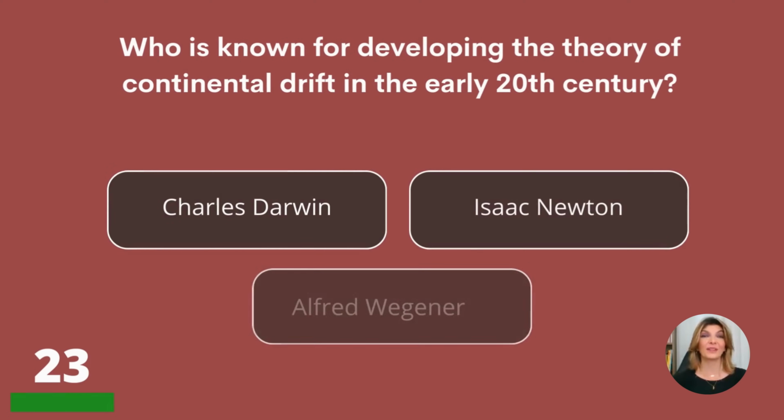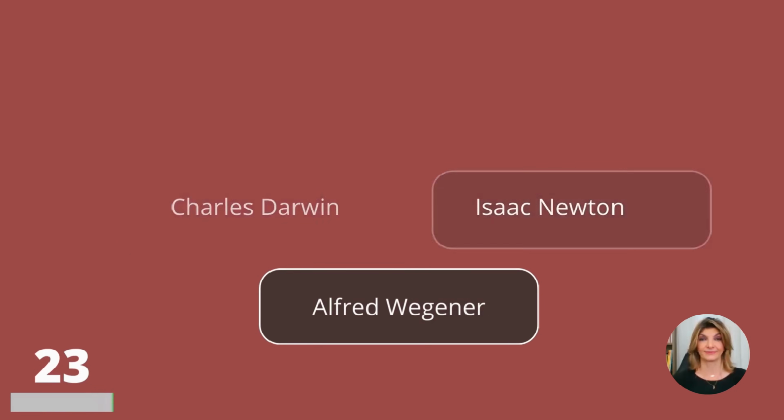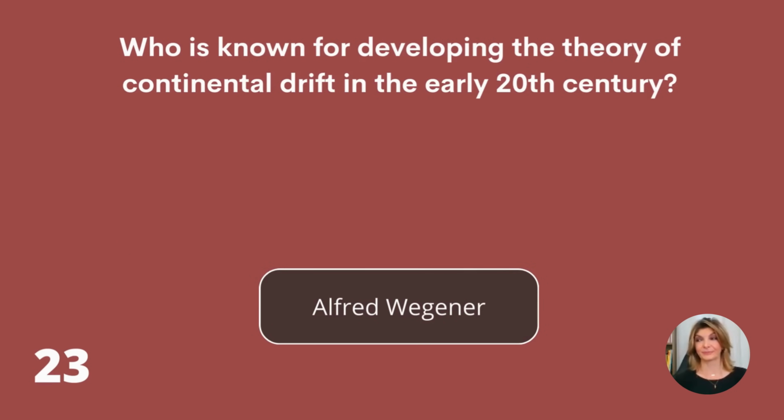Who is known for developing the theory of continental drift in the early 20th century? Charles Darwin, Isaac Newton, or Alfred Wegener? Alfred Wegener.